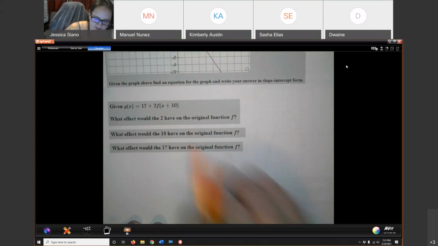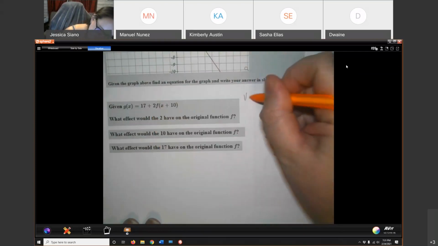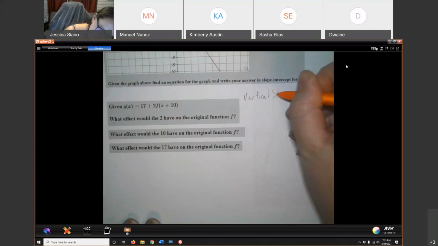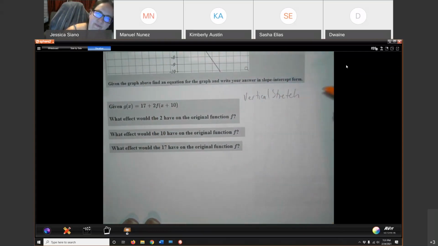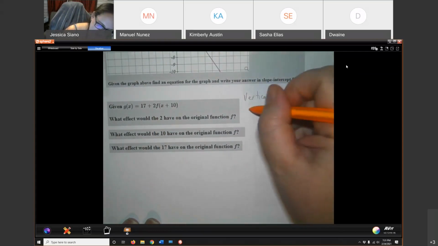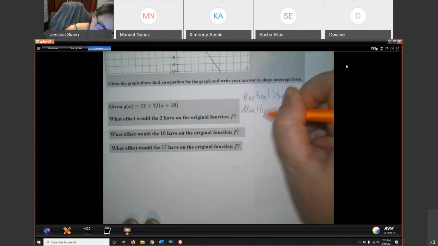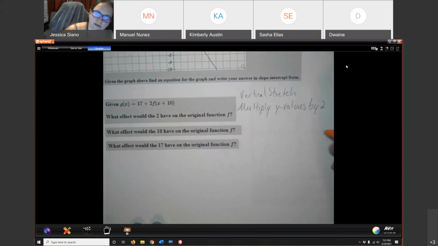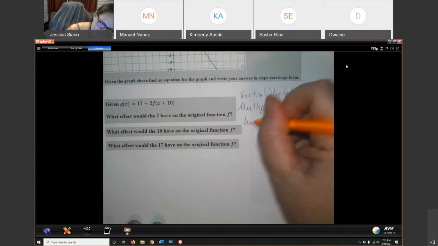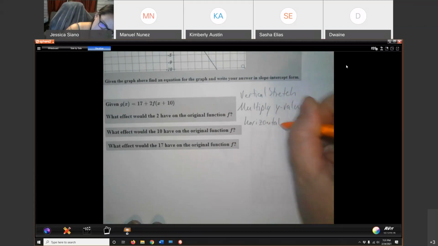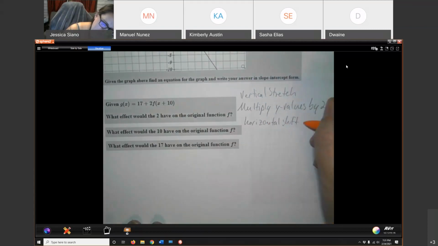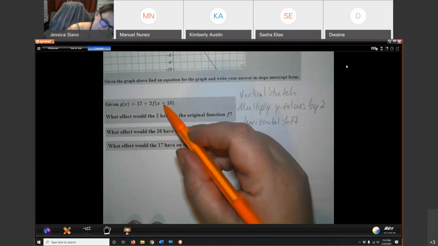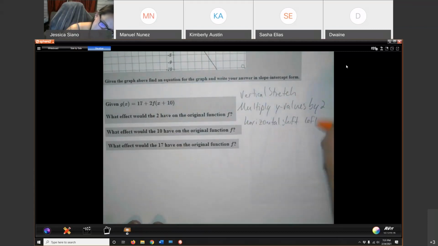Okay, so for this next one, the 2 that's being multiplied makes it a vertical stretch. And that vertical stretch would multiply the y values by 2. The 10 on the inside would be a horizontal shift. And remember that we do the opposite of this sign, so this would go left 10.